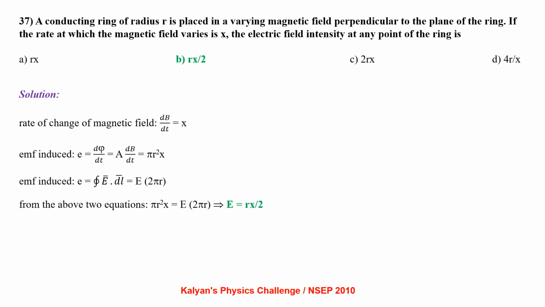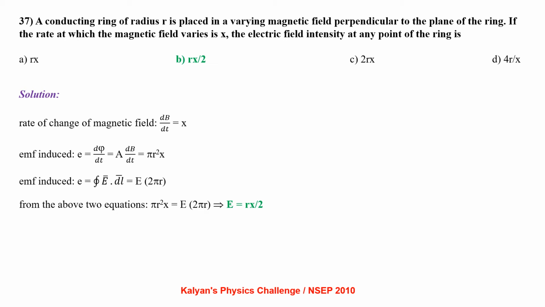A conducting ring of radius r is placed in a varying magnetic field perpendicular to the plane of the ring. If the rate at which the magnetic field varies is x, the electric field intensity at any point of the ring is.